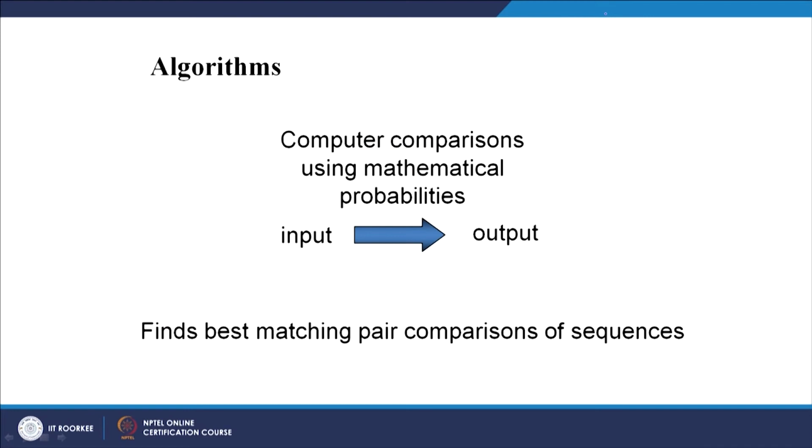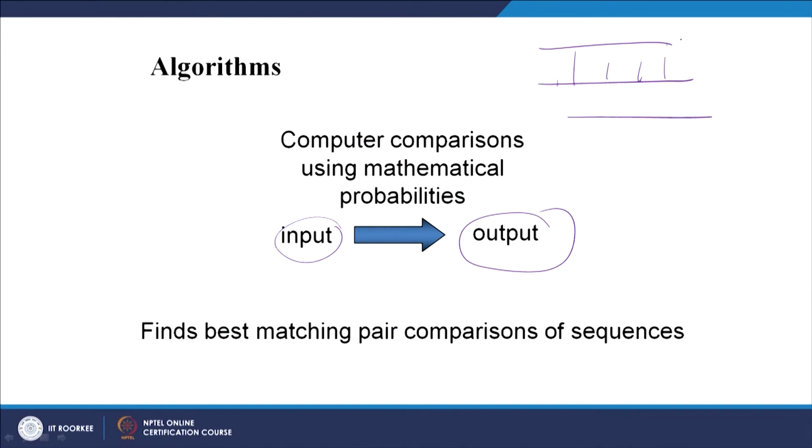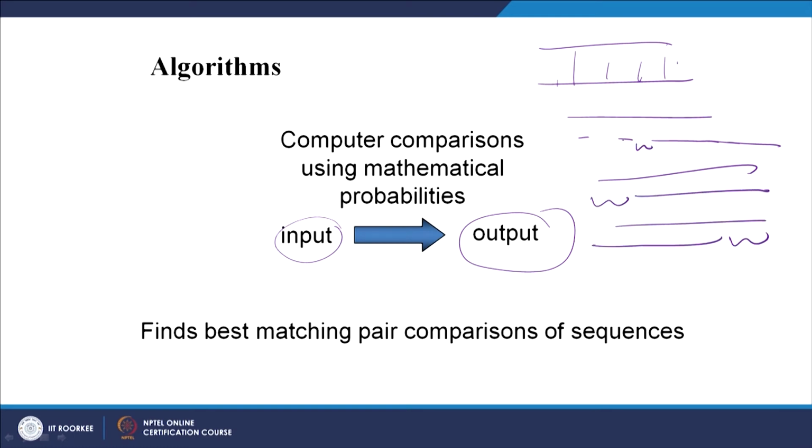Alrighty, algorithms. These are computer comparisons using mathematical probability. You have some input of data, and then we give you some output, and the way the mathematical algorithms work is that they find the best matching pair when comparing the sequences. Basically there are two sequences that they're comparing. They compare them by allowing all kinds of mismatches and all kinds of gaps. So maybe this is how it would look, or maybe it will look like this, or like this. We are giving a gap here, a gap here, a gap in between. So it tries all permutation combinations and then tells you the best match scenario.